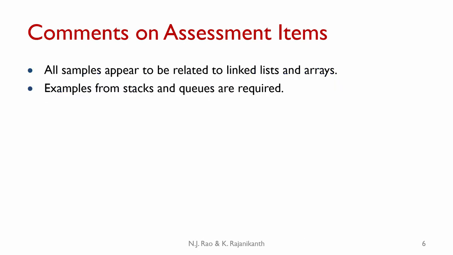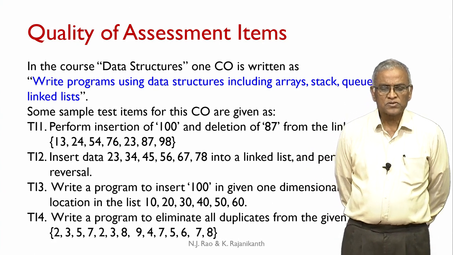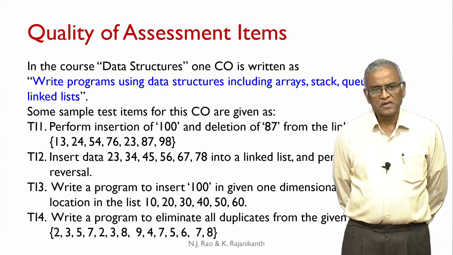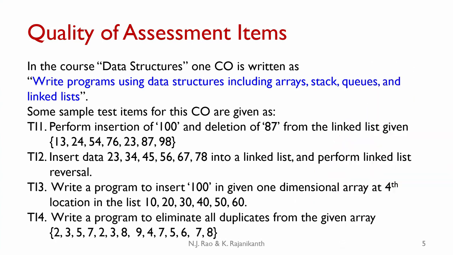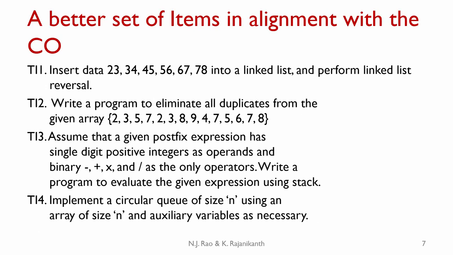Now, as you can see, all the samples appear to be related to linked lists and arrays, and examples of stacks and queues are required. So what happens when we write our sample test items as shown here? While they are correct, they are not complete. That means they do not completely represent the scope of the CO that was written. Now let us look at how I create a better set of items which are in alignment with the CO.